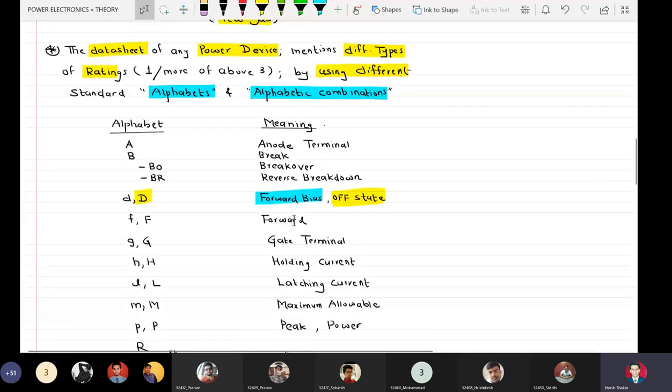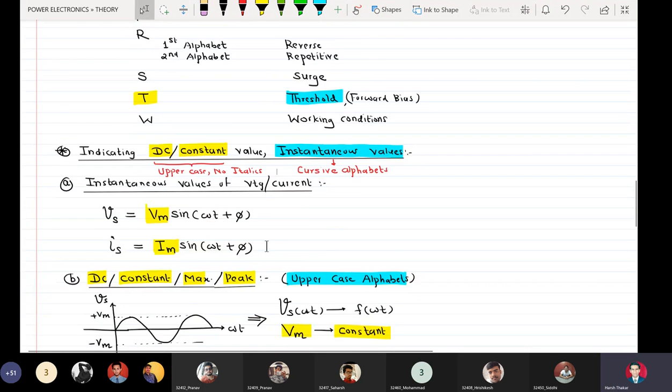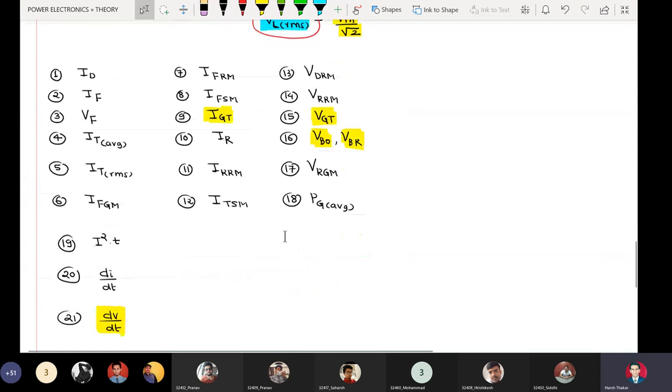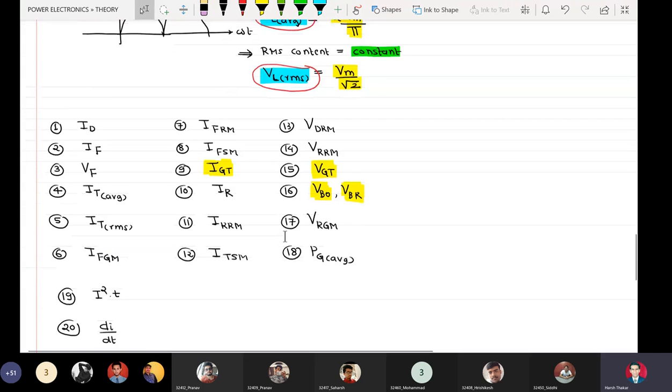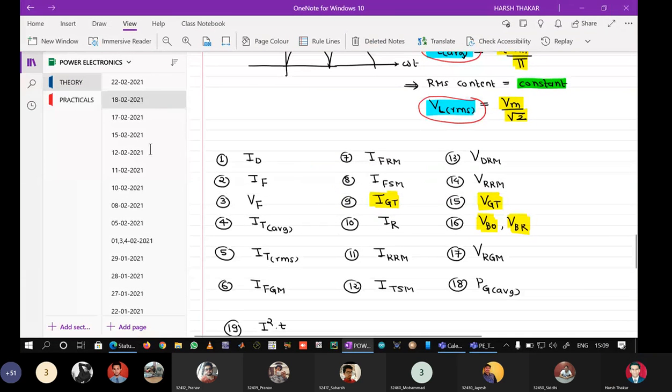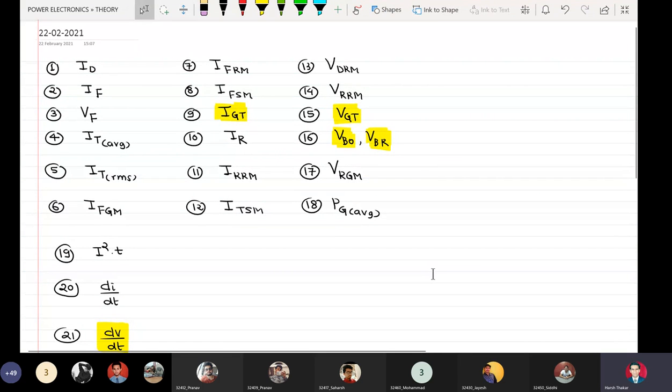So based on this alphabetic nomenclature which is used for indicating the device ratings, we can go on to define what these 21 ratings actually mean. That is what we start with today. So starting from here, ID. Naturally I means current, so it is some current rating, and because it is D, it is off state. So when I say ID, it actually means forward biased off state current.